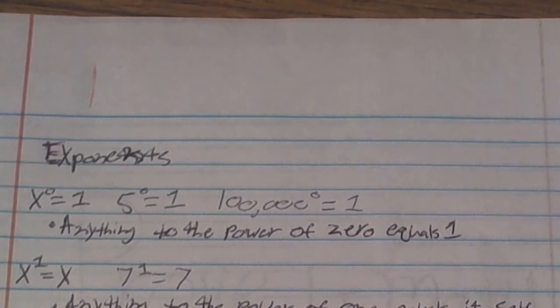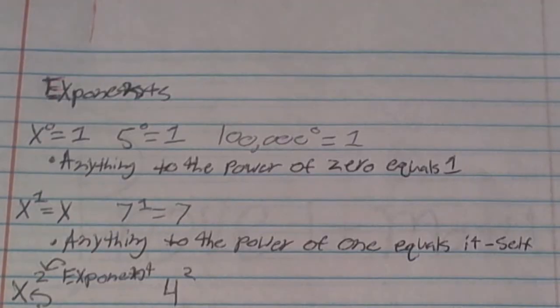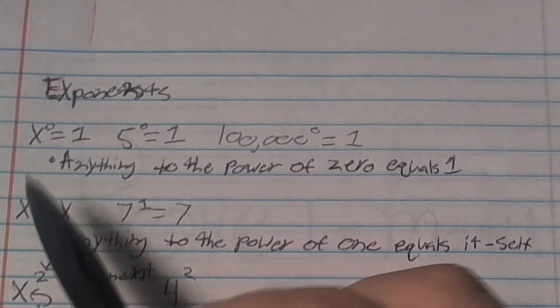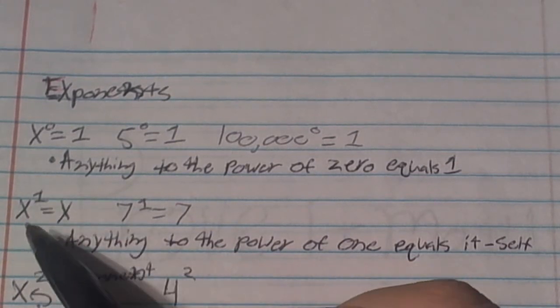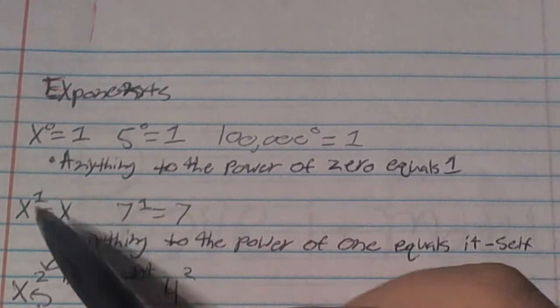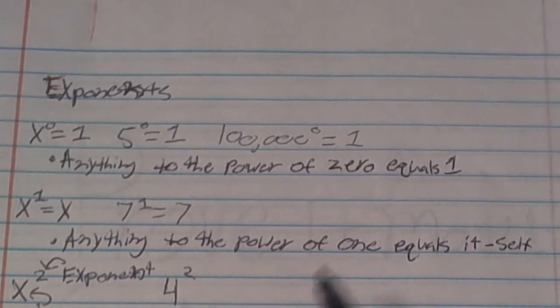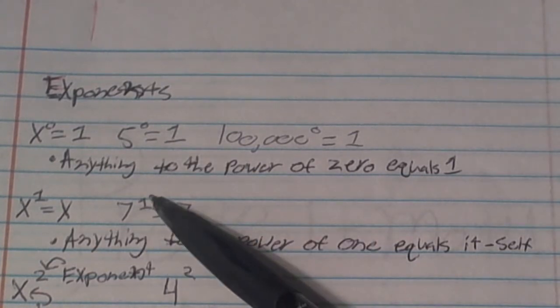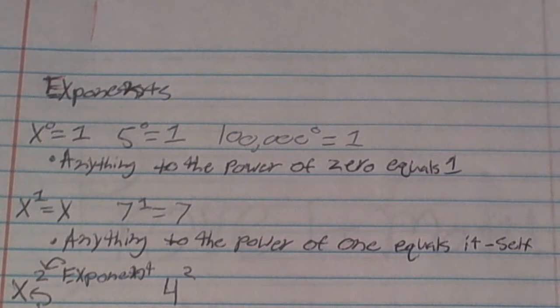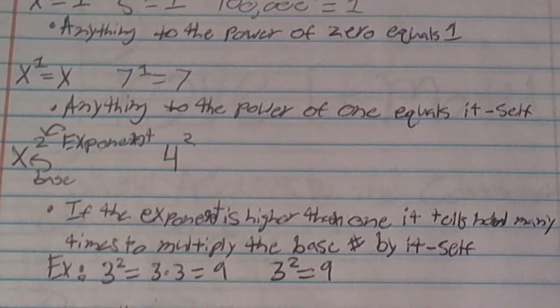So going to the next one, we're going to go to x, or a number, to the power of 1. So x or a number to the power of 1 equals x, or that number. So anything to the power of 1 equals itself. And as an example, I have 7 to the power of 1 equals 7. After the power of 1, everything else has the same pattern.